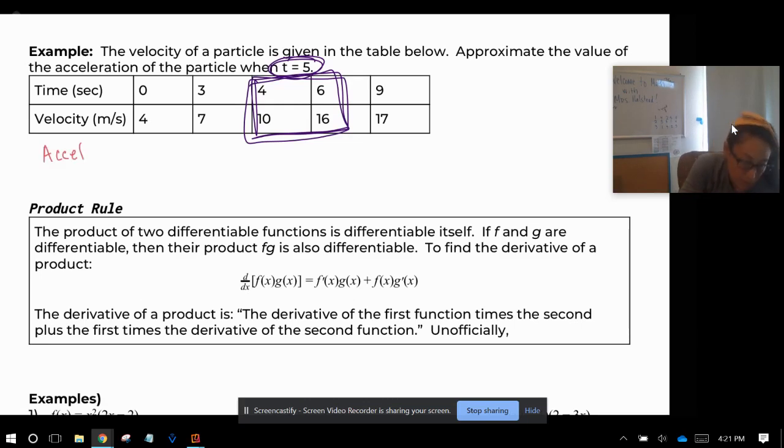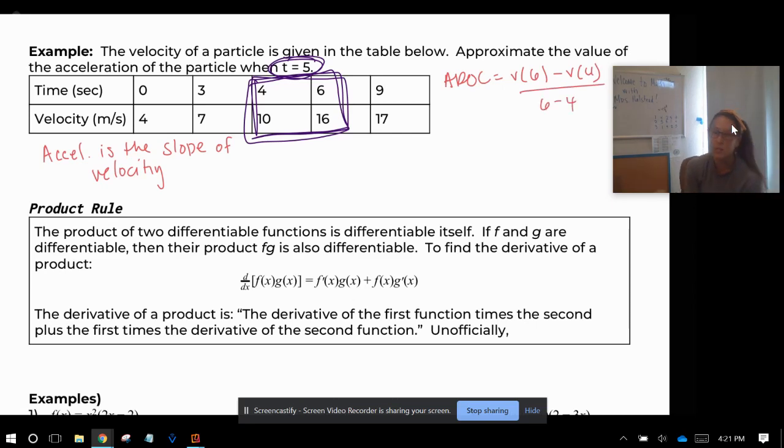Okay, so I am going to do acceleration is the slope of velocity. So we've got to take the slope. So we're going to take the average rate of change between the velocity at time 6 minus the velocity at time 4 over the difference in time, 6 minus 4. I get 16 minus 10 over 2, which is 6 over 2 gives me 3. And then what are our units here? So acceleration is meters per second squared.